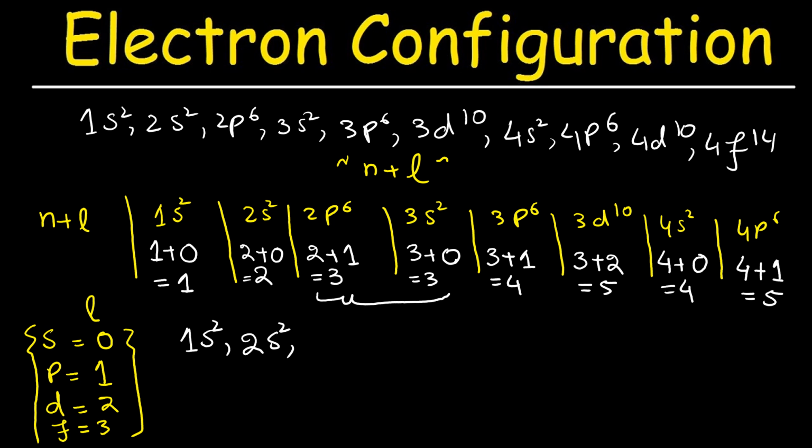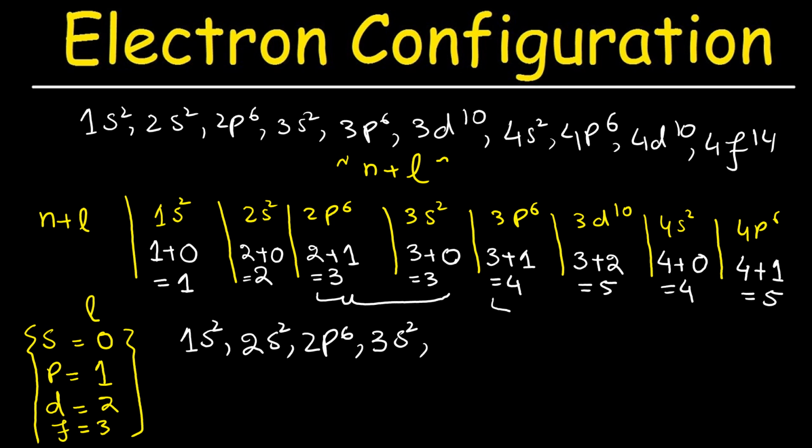So in such cases, the energy will be more where the principal quantum number is more. So we will first write that the energy of 2p6 will be less than 3s2, because the value of n for 3s2 is more than for 2p6. So we can write 2p6, and then we will write 3s2.